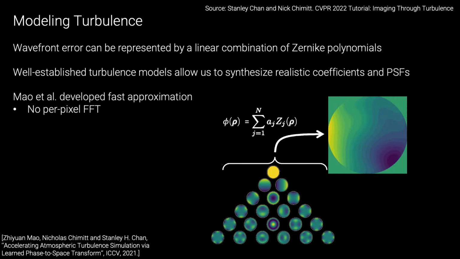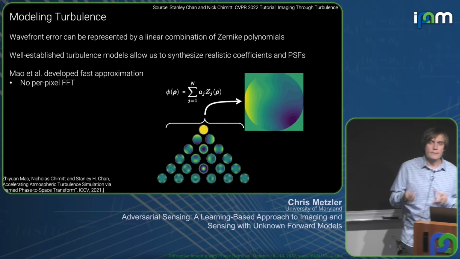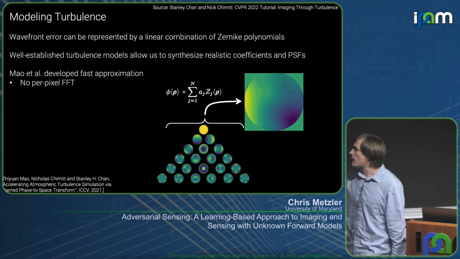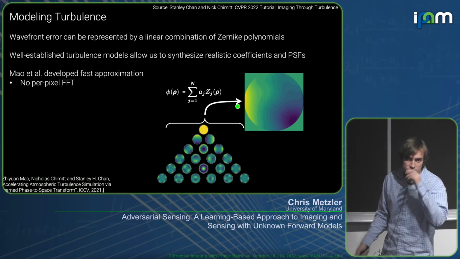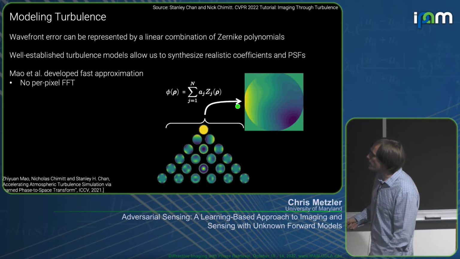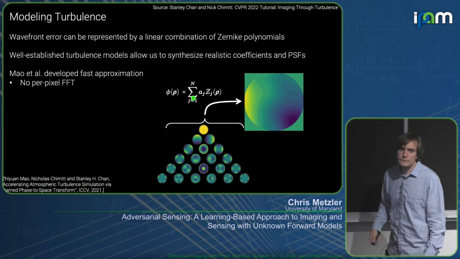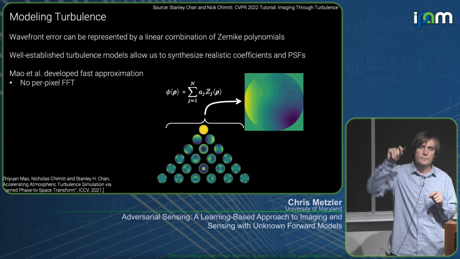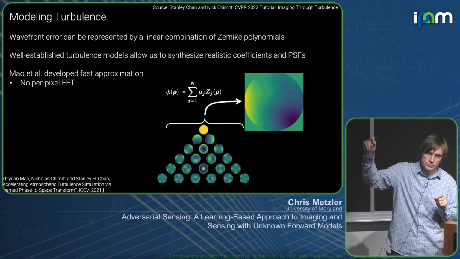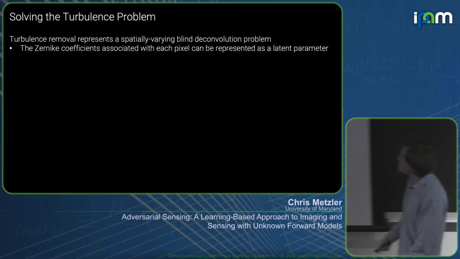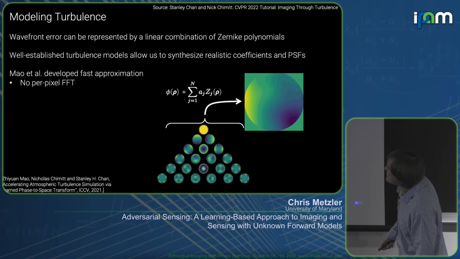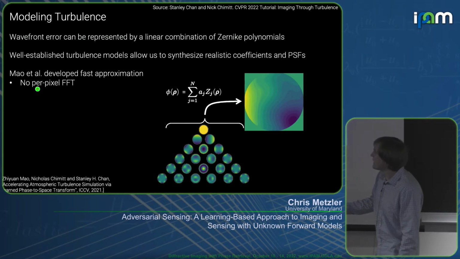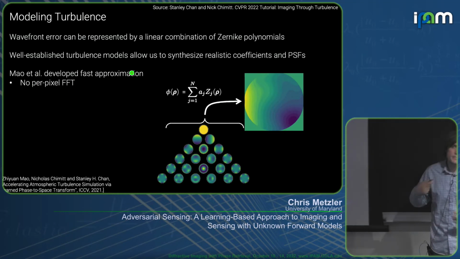Just minor details, there are well-established models for what this phase error should look like. It can be described as a sum of Zernike basis functions. And again, there are well-established models to model the correlations between adjacent locations. The PSFs are going to, as you might imagine, change gradually over space. We also take advantage of a fast approximation of this forward model.